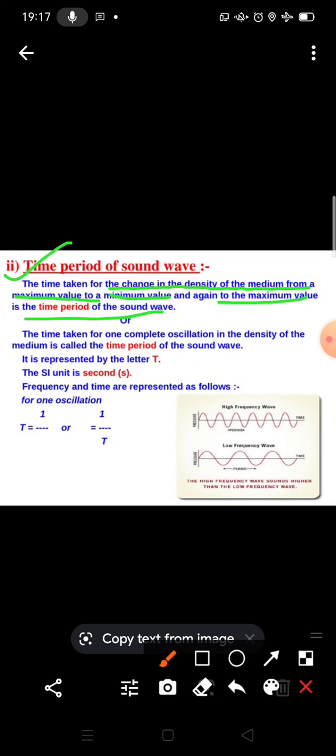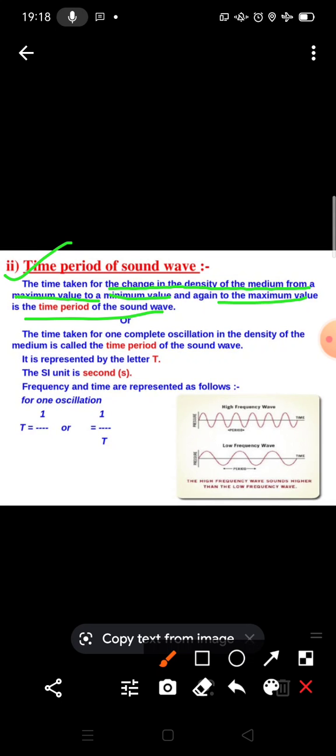The time needed to complete one oscillation is called the time period of the sound wave. Time taken means, take the example of beating the drum. When you complete one oscillation, how much time you take is the time period of the sound wave.